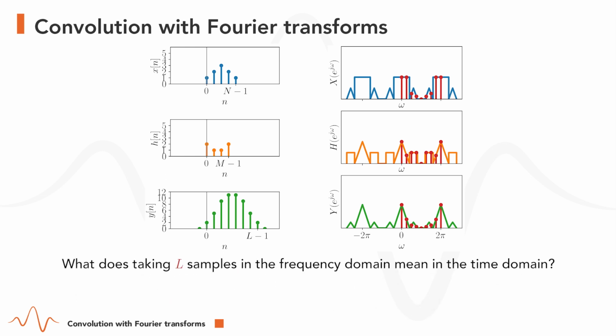Now, how do we obtain capital L samples of the discrete time Fourier transforms of the two signals x and h? We need to pad these two signals x and h with zeros until the padded signals have length capital L, and we need to take the usual discrete Fourier transform of the padded signals.